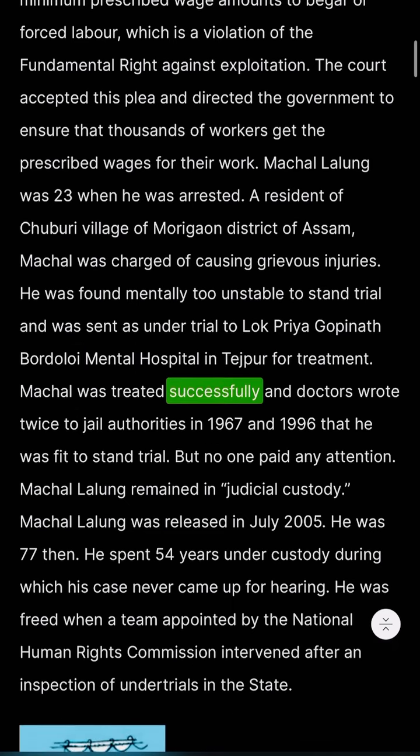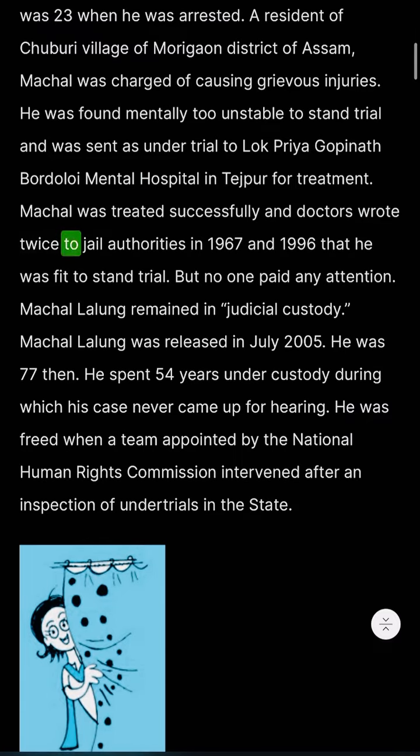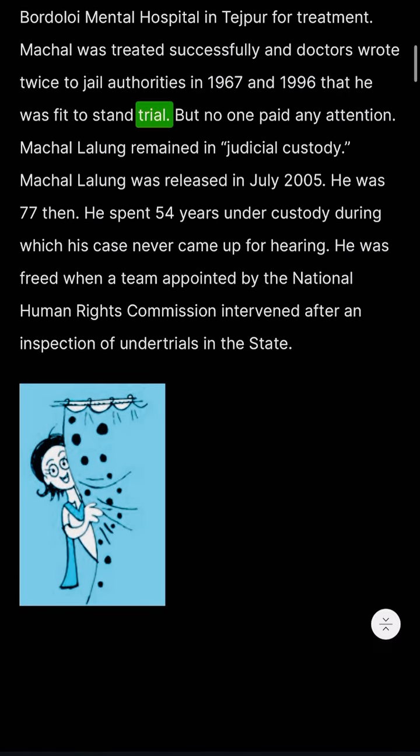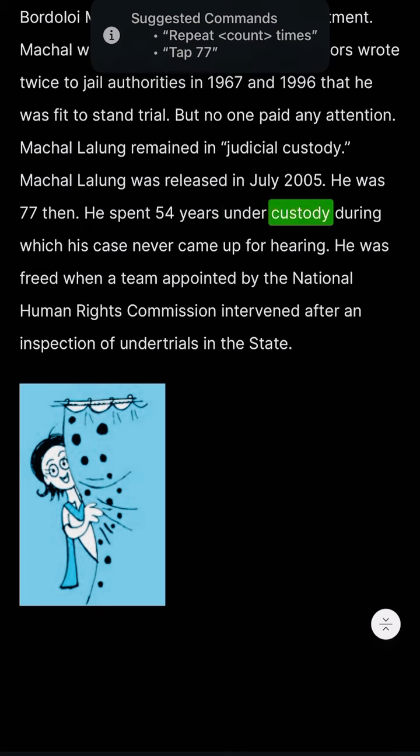Machal was treated successfully, and doctors wrote twice to jail authorities, in 1967 and 1996, that he was fit to stand trial. But no one paid any attention. Machal Lalung remained in judicial custody. Machal Lalung was released in July 2005. He was 77 then. He spent 54 years under custody, during which his case never came up for hearing.